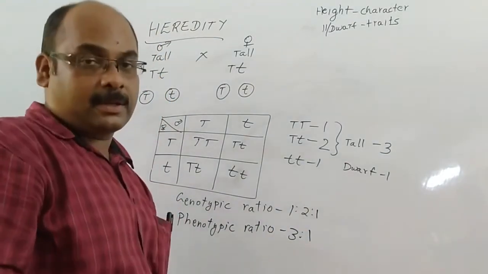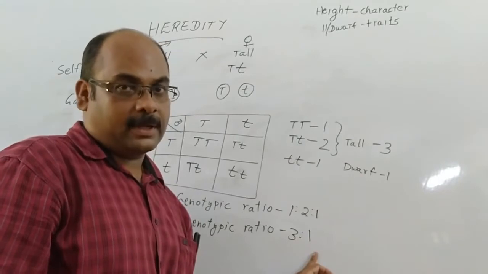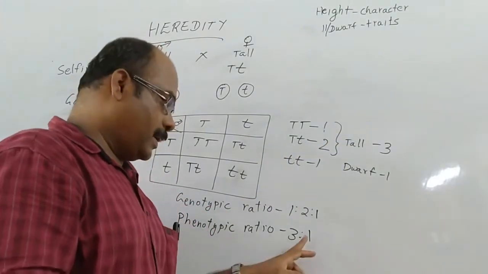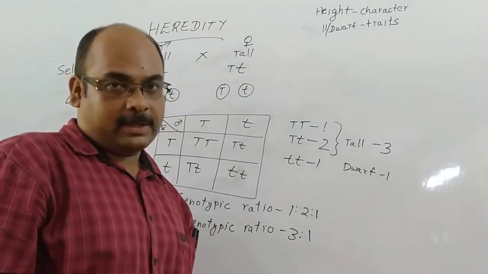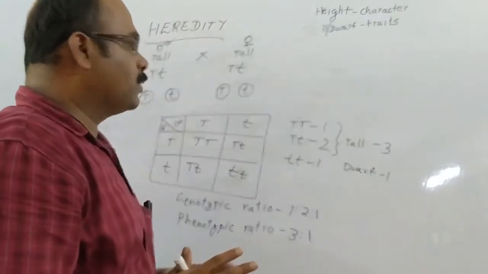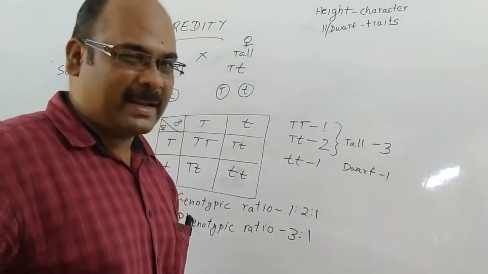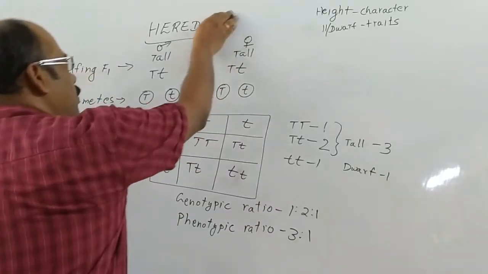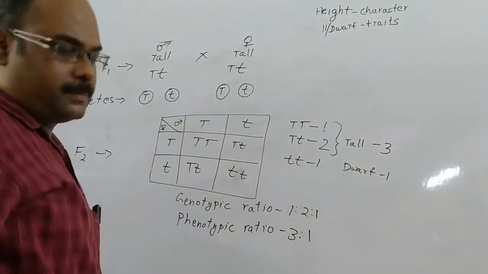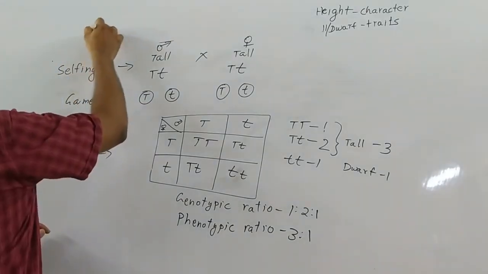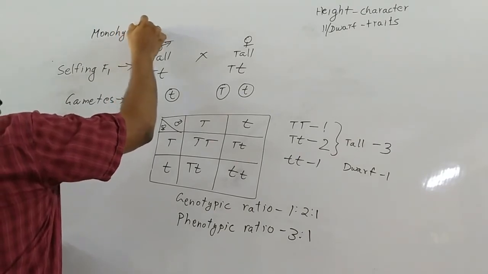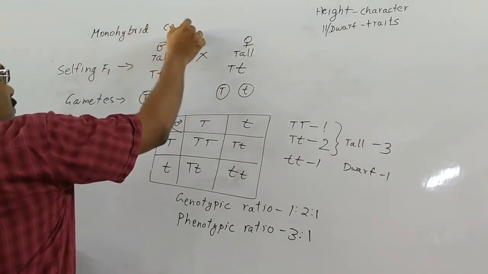If 100 individuals are there, 3 by 4 will be tall, that is 75. 25 plus 50, you get 75. And 1 by 4, that is 25 of 100, will be dwarf. Here you are studying only the inheritance of one character at a time, so we call it a monohybrid cross. Mono means one, and here a hybrid for only one character is formed. So it is a monohybrid cross.